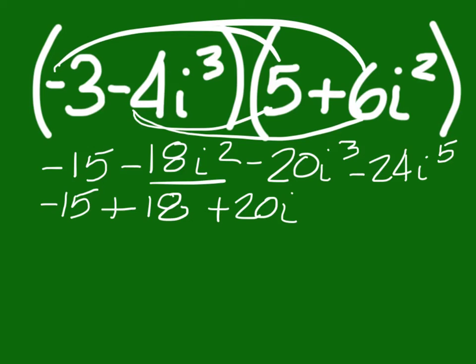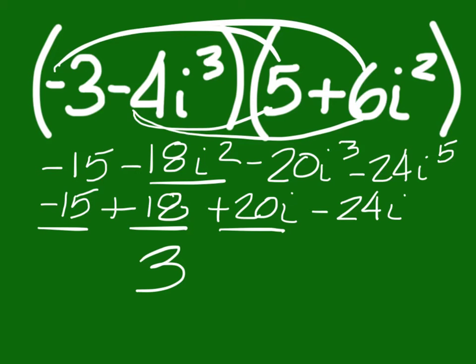What was i to the fourth? i to the fourth was 1, so what's i to the fifth? Just i, so minus 24i. Now we have negative 15 plus 18 is a 3, and 20i minus 24i is a negative 4i.